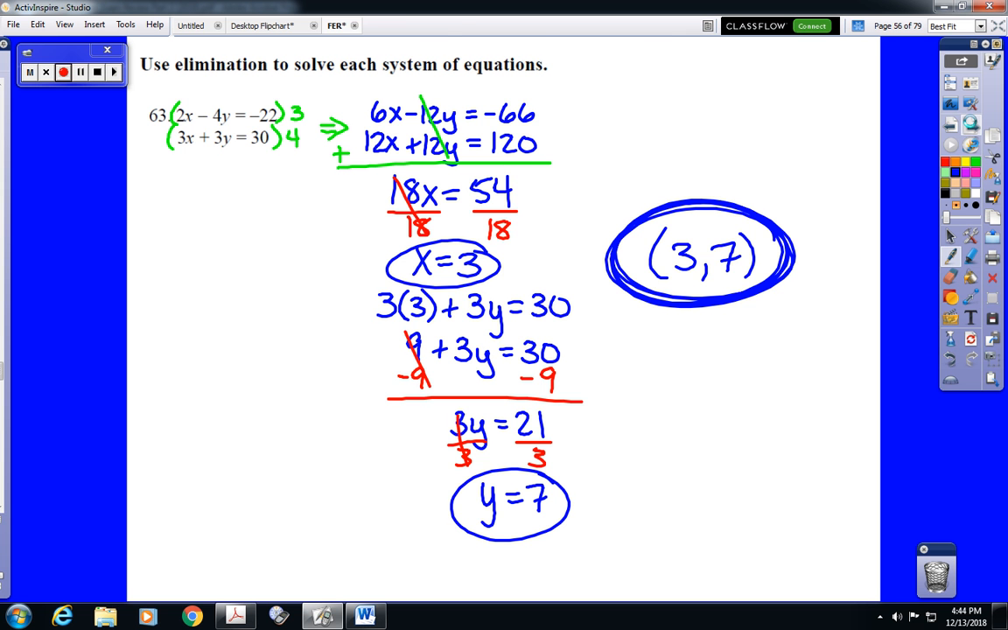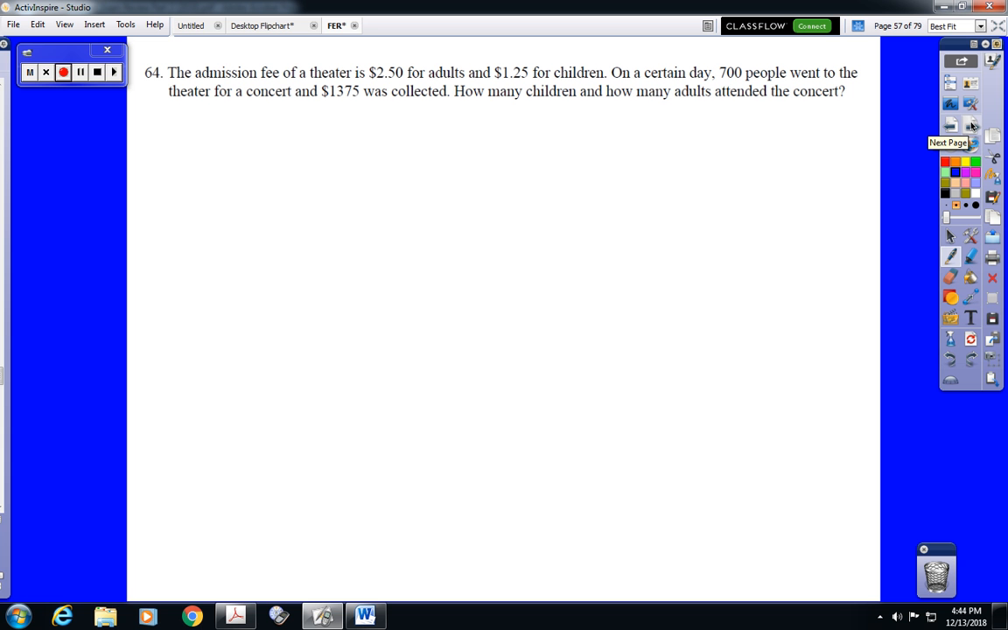Okay, last problem on this page is number 64. It is a system of equations word problem. It says the admission fee of a theater is $2.50 for adults and $1.25 for children. On a certain day, 700 people went to the theater for a concert and $1,375 was collected. They want us to tell them how many children and how many adults attended the concert.